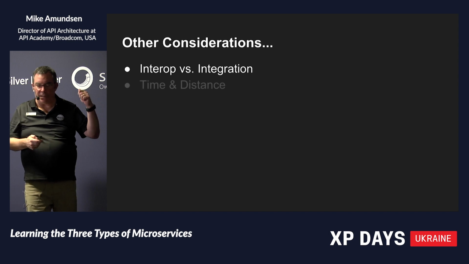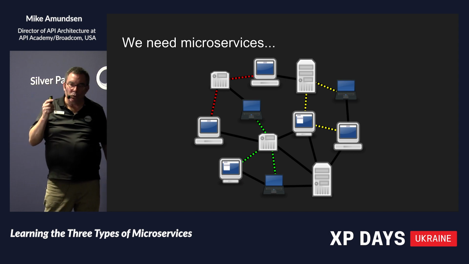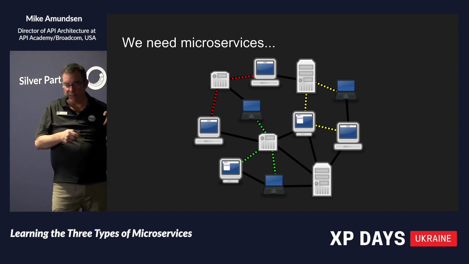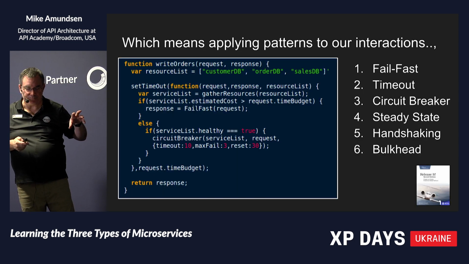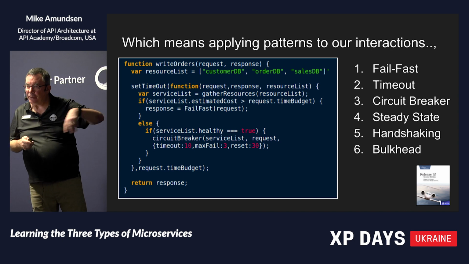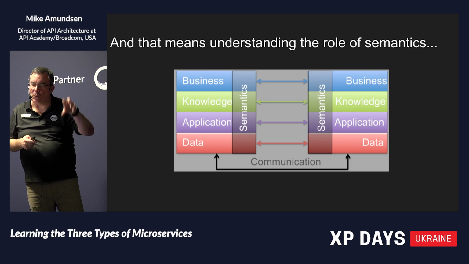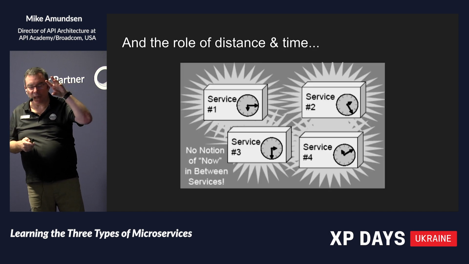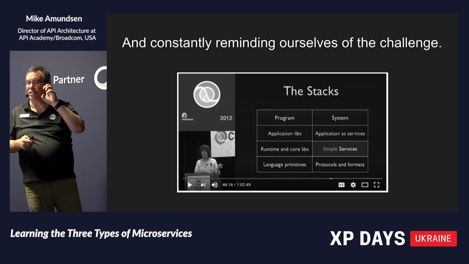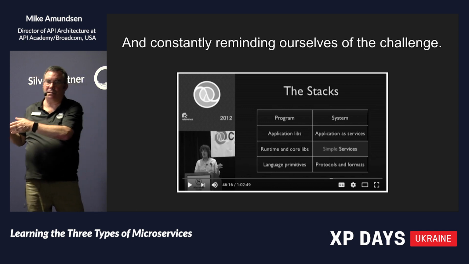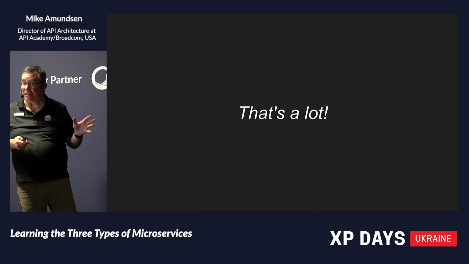So we've talked about integration and interop. We talked about time and distance and safety and idempotence. So what does that add up to? We need microservices so that we can program the network. It's really the only way to program the network. That means we have to think about all the interaction patterns, the network effects of all these patterns. It means we have to think about what we pass between parties, what we understand. We have to think about the role of time and distance. We have to constantly remind ourselves of the challenge of the difference between a machine and a system, between a program and the network.